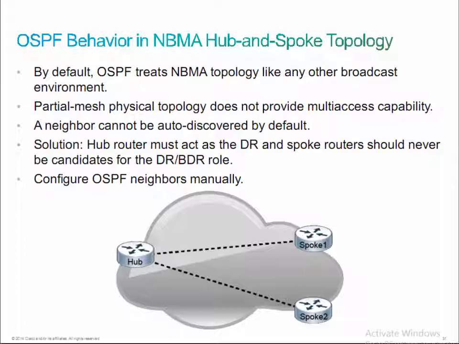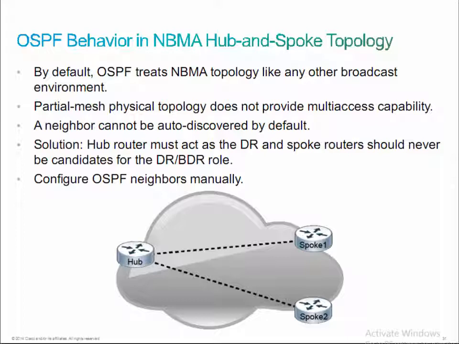However, even though it's identified as non-broadcast, OSPF tries to treat that network like it's a broadcast environment, like Ethernet. So it's going to try a DR-BDR election and form those types of adjacencies. That'll be a problem if the spoke routers become the DR, because the spoke routers in this topology don't have direct connections to each other. They have to go through the hub. So the solution is to make sure that the hub router acts as the DR and that the spoke routers never become candidates as a DR or BDR.